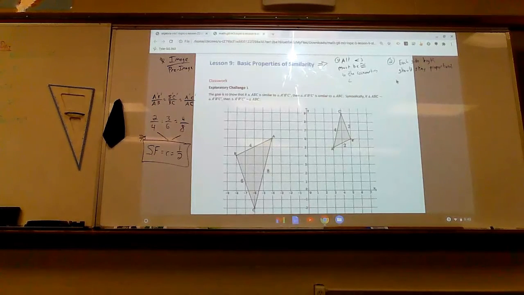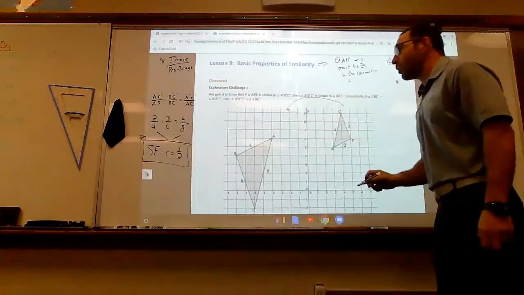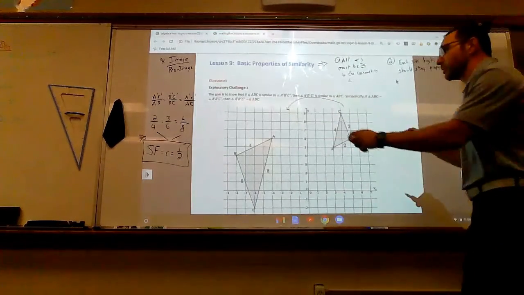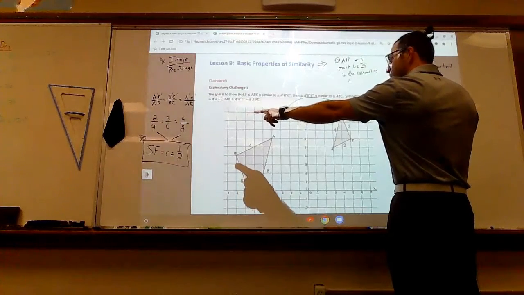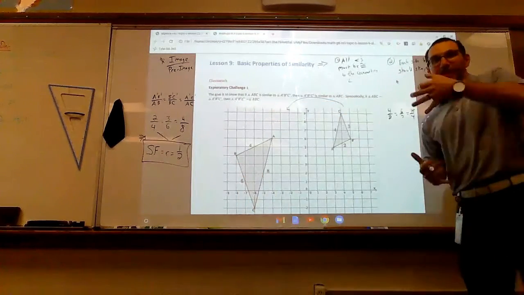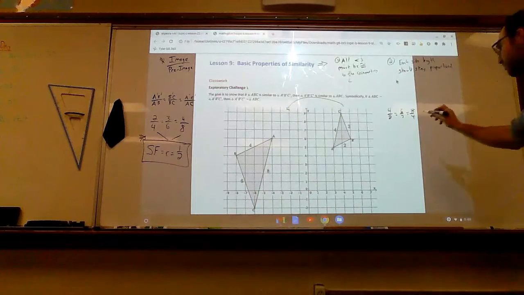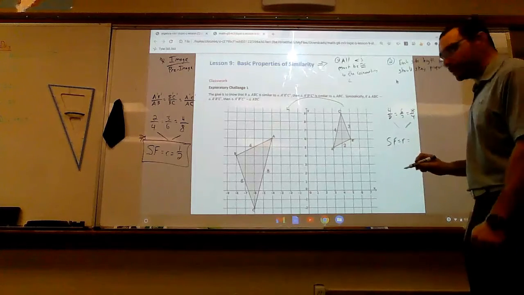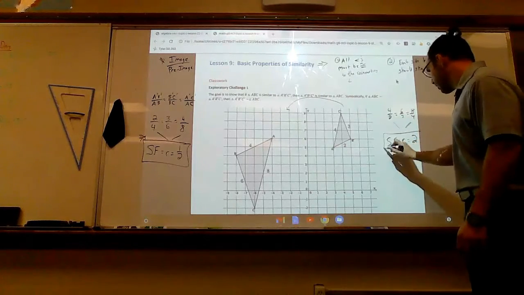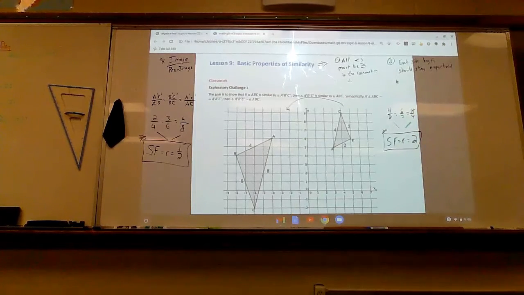Well, what about the reverse? What if we were going from this to this one? Why is it going to stay similar? Well, the proportion simply becomes inverted. And by inverted, I mean flip it end over end. So we had 2 fourths, now we have 4 halves. My scale factor, which is R in EngageNY, becomes 2. Are they all the same? Yes, they're proportional. So if one triangle is similar to the other, then it works the opposite way.